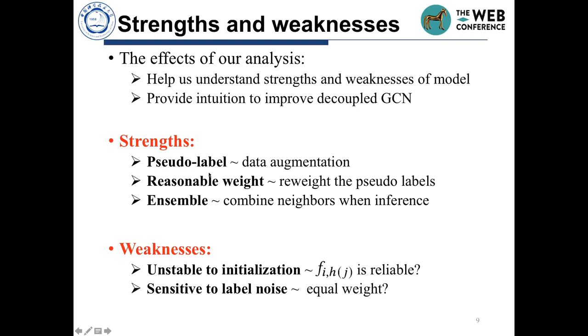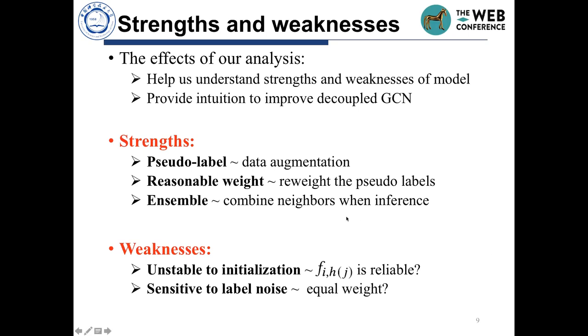First, pseudo label augments data. Second, reasonable weight makes the model more robust. Third, ensemble in the inference stage boosts the performance further. However, drawbacks of decoupled GCN are also revealed.